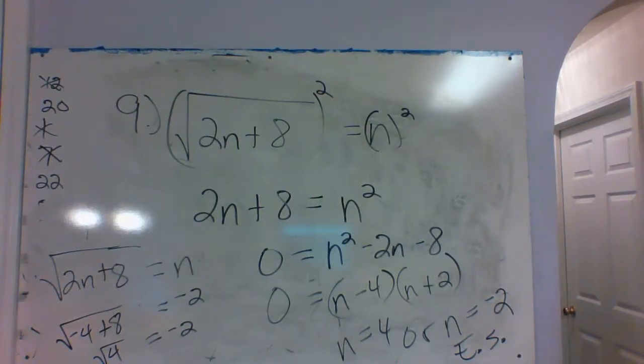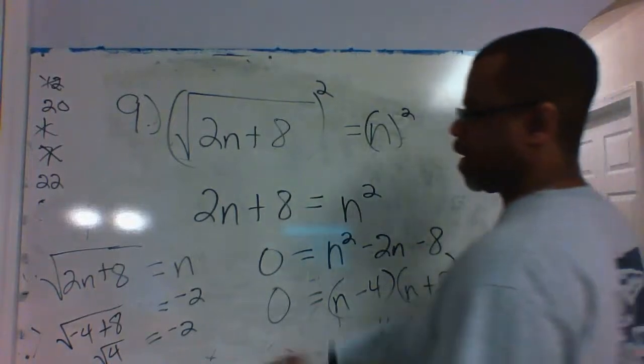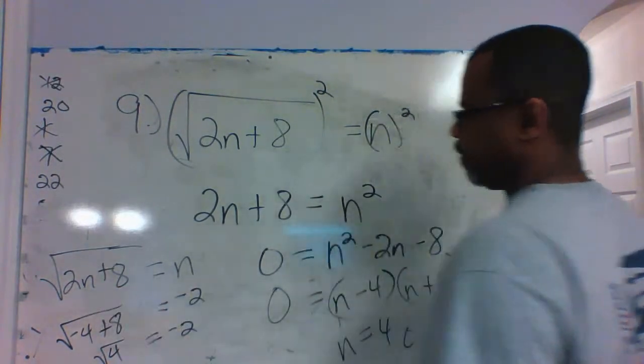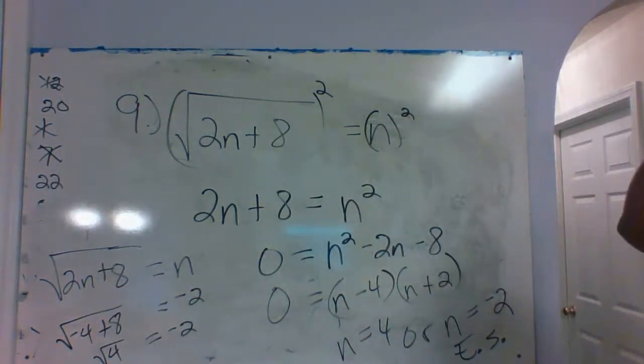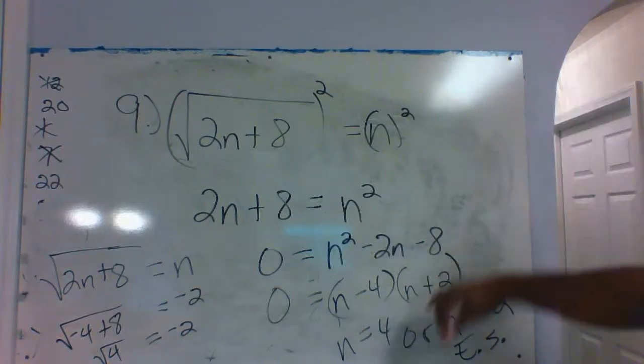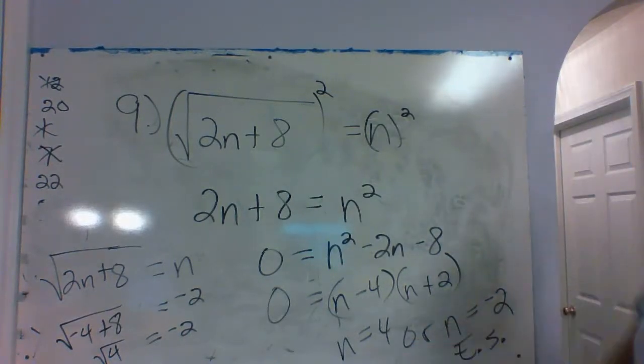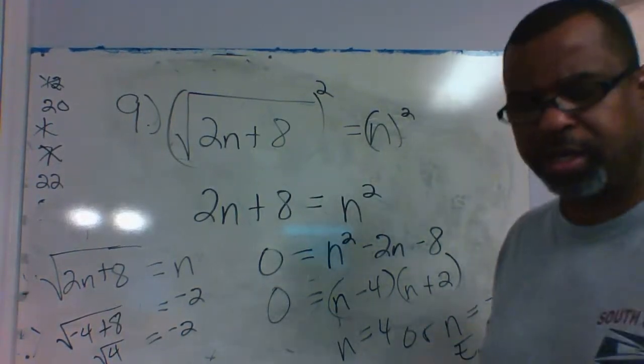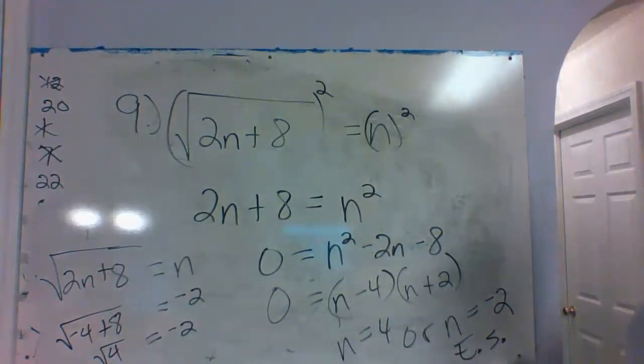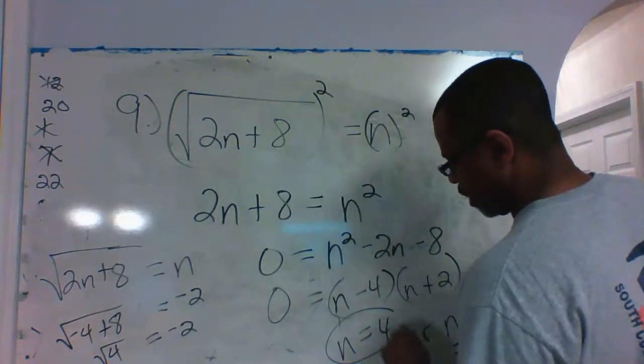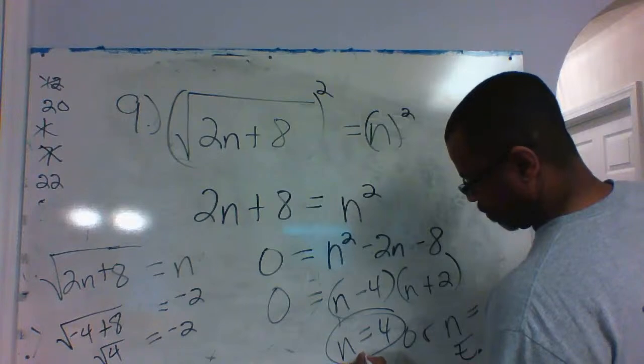And we could try 4. So just think about it. If I put 4 in here, that's going to be 8. 8 plus 8 is 16. And square root of 16 is 4. So the only solution would be this is the only one you have for a solution. And I'm going to read that statement on the screen in just a second.